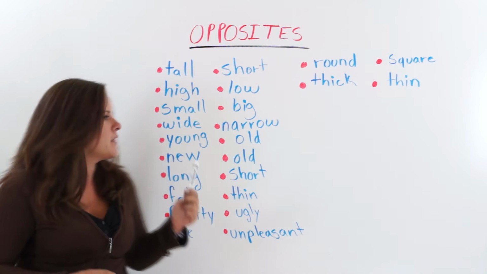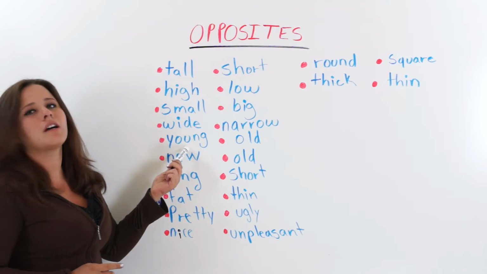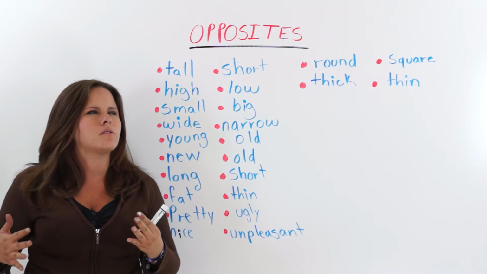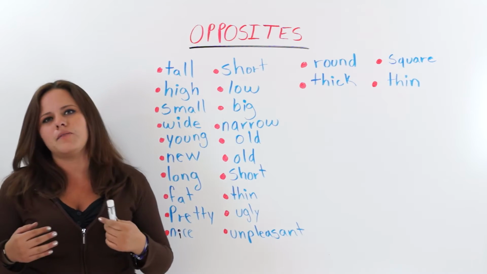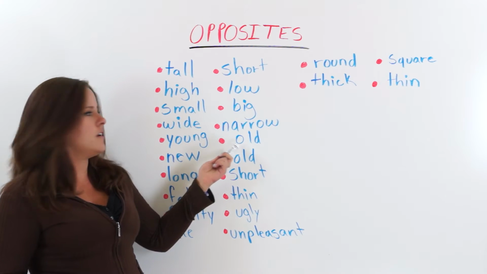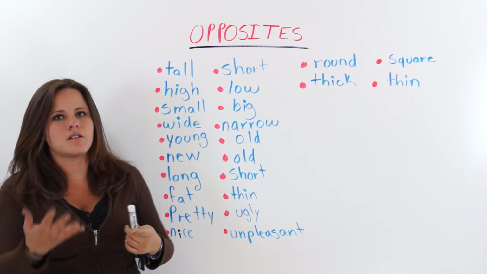Next one, young and old. Young is only for people, guys, okay? It's talking about your age. I am 23 years old. I am young. My grandfather is 72 years old. He is an old person, okay? Young, for people only. Old, you can use it for things as well.